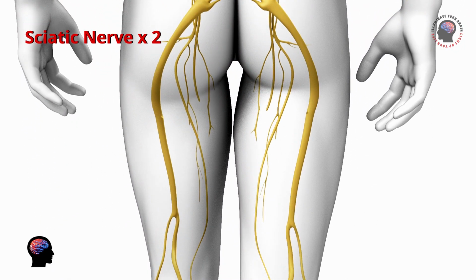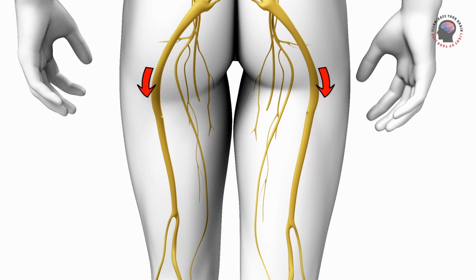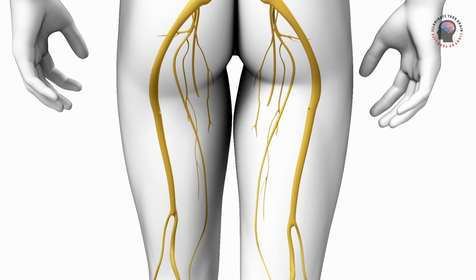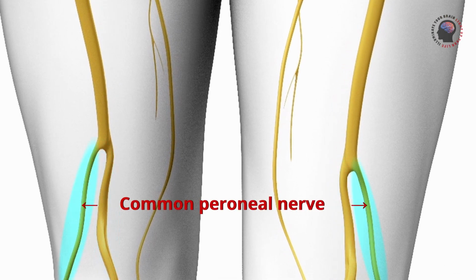Each sciatic nerve runs through the hip and buttock on one side. They each go down the leg on their side of the body until they reach just below the back of the knee. Once there, they split into 2 other nerves, the tibial nerve and common peroneal nerve.